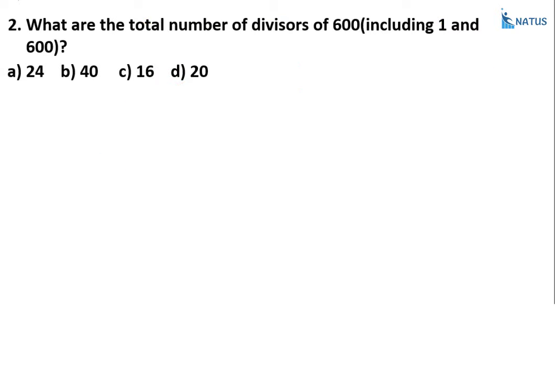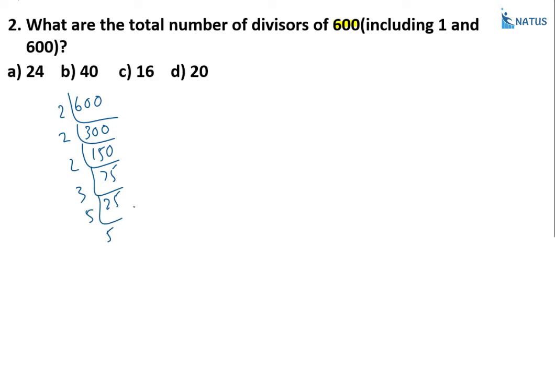Second one, what is the total number of divisors of 600 including 1 and 600? See, for this type of problem you will convert this number into a product of prime factors. Here the given number is 600. Divide this number by 2: 300, 2: 150, 2: 75, 3: 25, 5: 5. So 600 can be written in the form of 2 cube into 3 into 5 square, right?